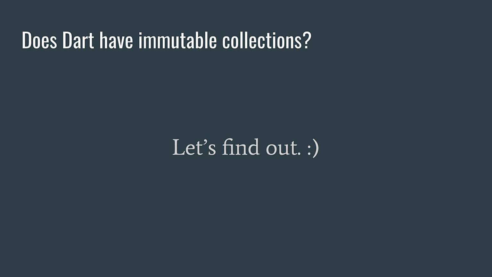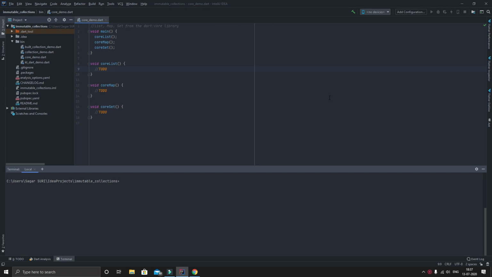Enough theory. Now let's find out how we can create immutable collections in Dart. Does Dart provide immutable collections by default? Let's find out. In this sample project, we will see two different approaches to creating immutable collections and two different approaches to creating unmodifiable collections. We will also understand the difference between unmodifiable and immutable while implementing each of them.